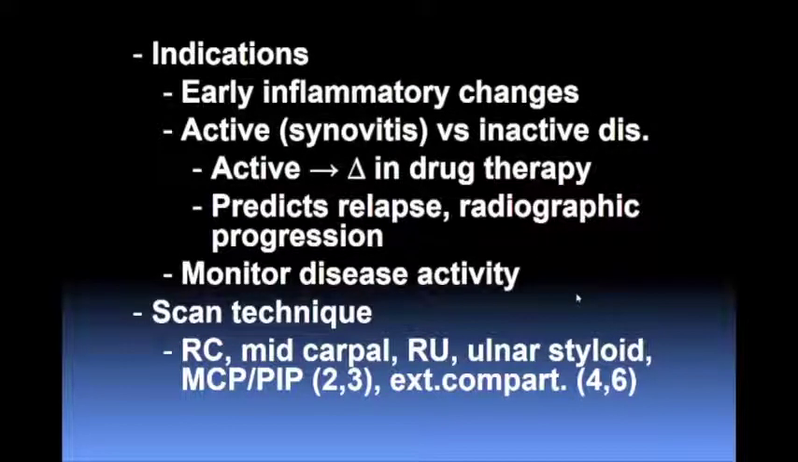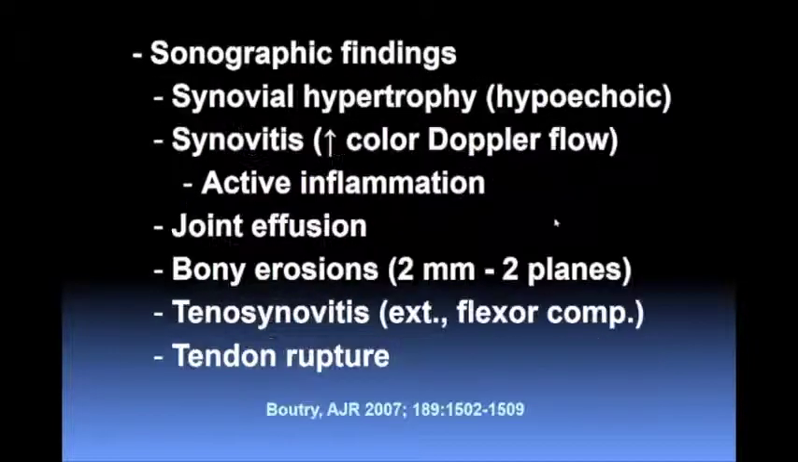So what we typically do is we look at the radiocarpal, otherwise known as the proximal joint space. We look at the midcarpal area. We look at the radioulnar joint, the ulnar styloid, the second and third MCP and PIP joints. This is where you tend to see disease, and also we look at extensor compartments 4 and 6. Sometimes changes in the ulnar styloid, either an erosion or ECU tenosynovitis, can be early findings. And once you've done this enough, you can usually get through this in a fairly organized and rapid manner.